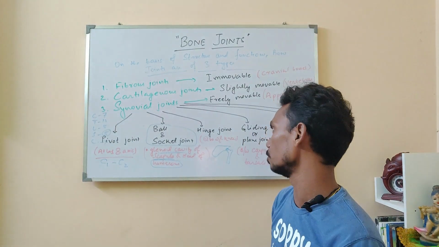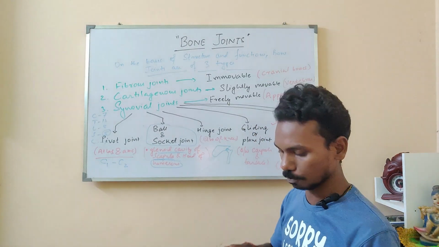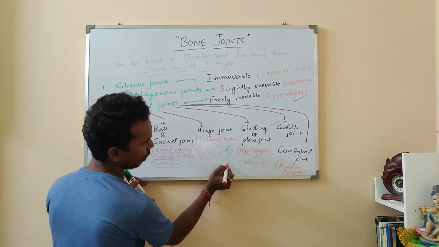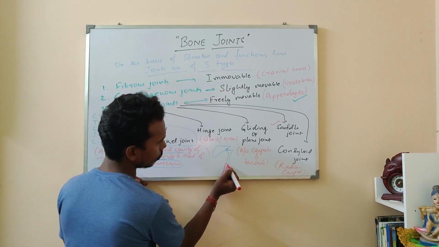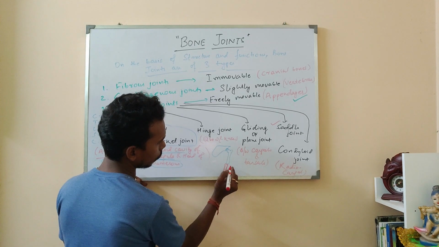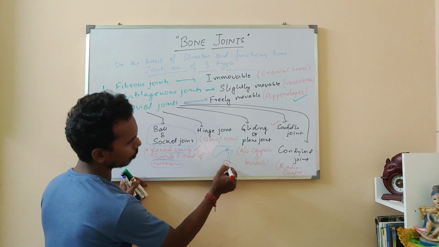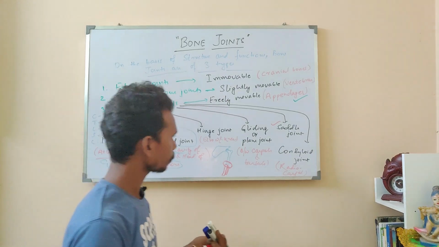In case of legs, the femur bone and the tibia and fibula present beneath have the hinge joint. The tibia and fibula are present like this, and here the joint is a hinge joint in case of your leg.